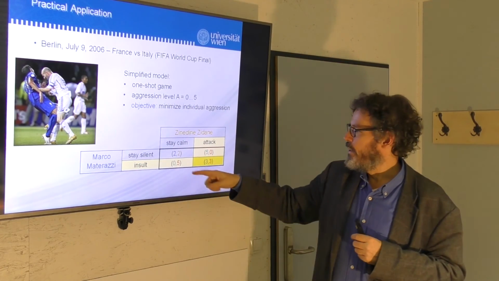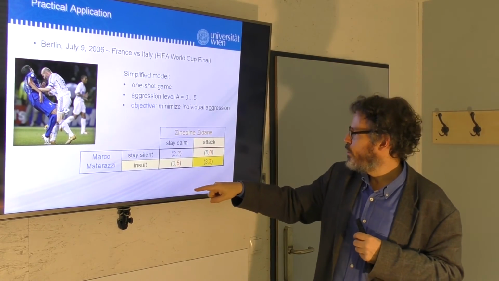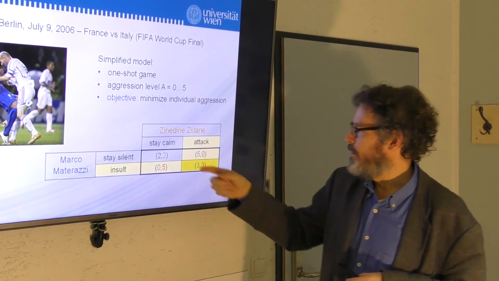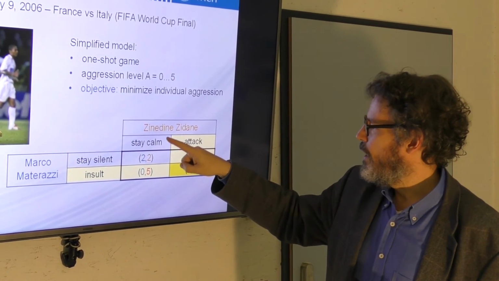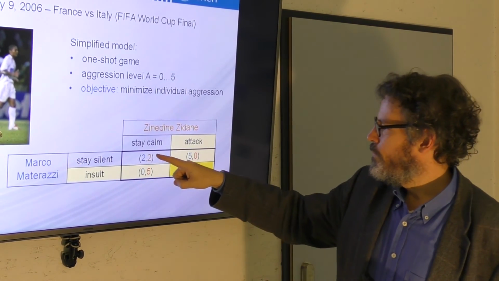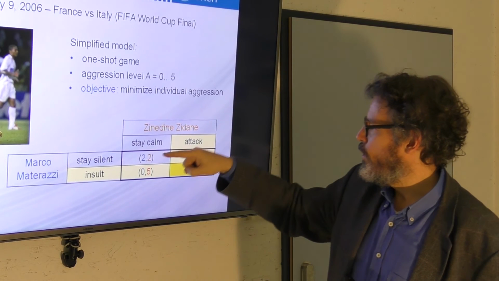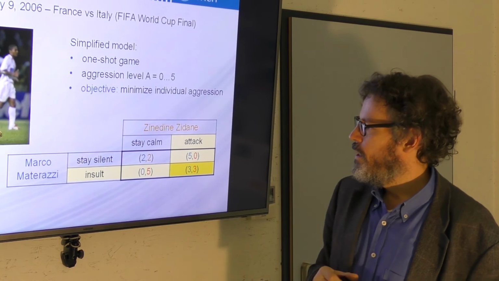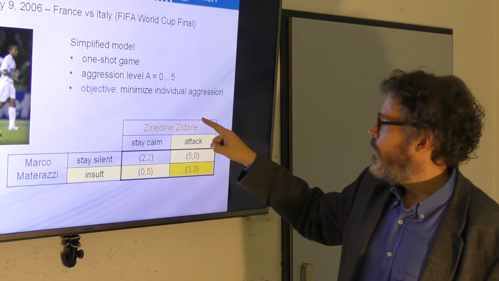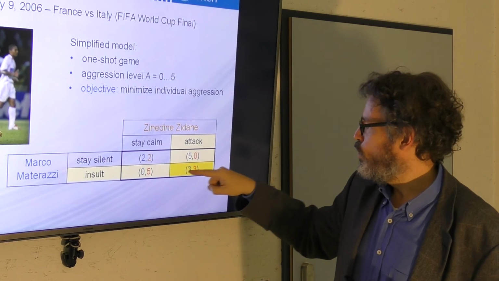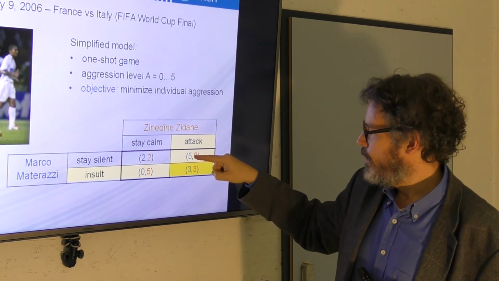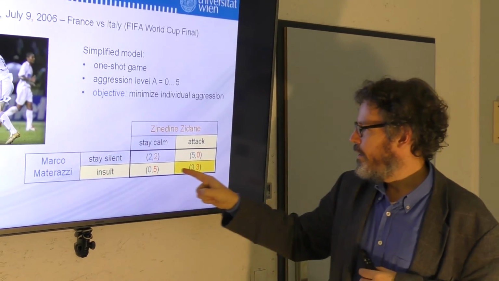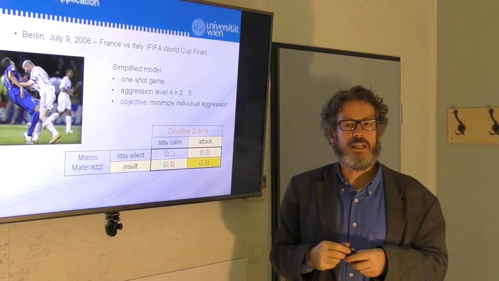Let's again look at the two players. So Materazzi, should he stay silent or should he insult? Well, the first question is there a dominant strategy? So let's consider the case of Zidane staying calm. Then Materazzi, remember, in order to minimize his aggression, should insult him. While insulting, he has an aggression level of 0. If he stays silent, he has 2. If Zidane is attacking, Materazzi should also insult him. 3 is better than 5, minimizing the aggression level. So, clearly, insulting is a dominant strategy for Materazzi.